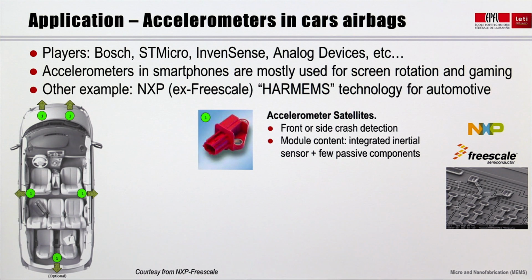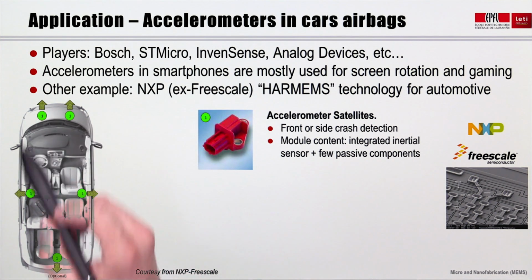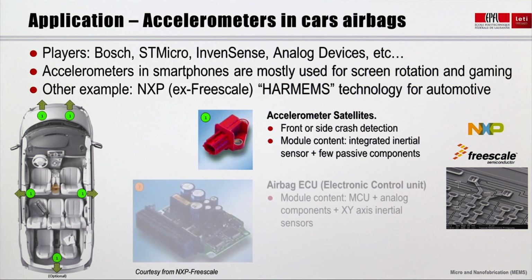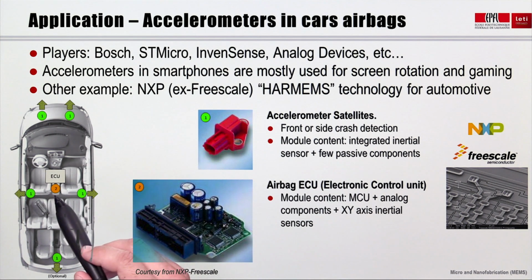I like to mention another use case. Inertial MEMS are also widely used in automotive for various purposes. Let's take the example of NXP's HAR-MEMS technology. Such accelerometers are implemented to detect front or side crash in order to trigger airbags. In the left picture, the car contains 5 so-called accelerometer satellites or modules. At the center of the car, an airbag electronic control unit, ECU, also senses crashes and triggers airbags.